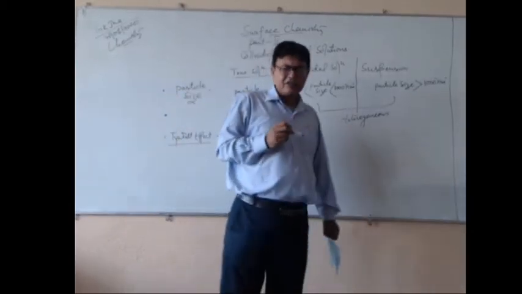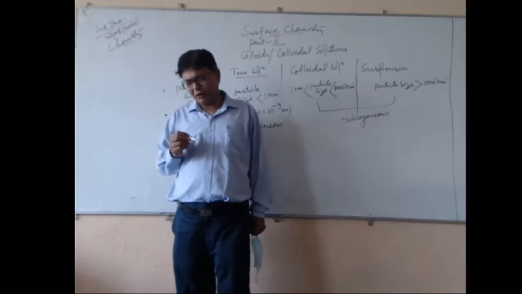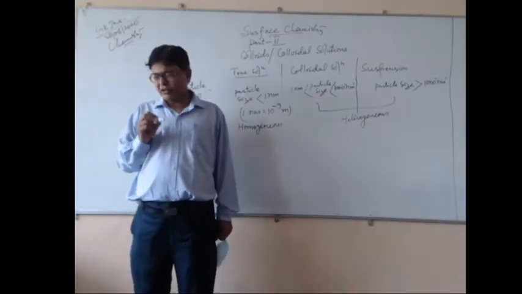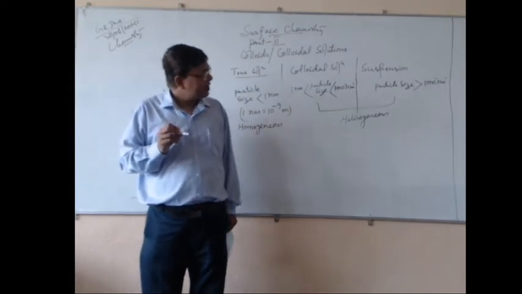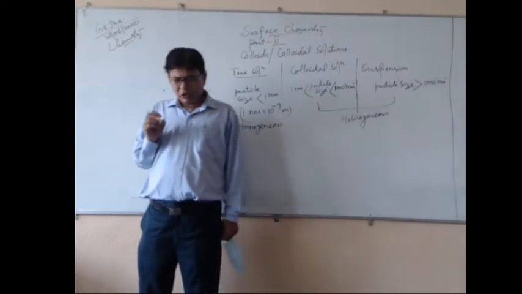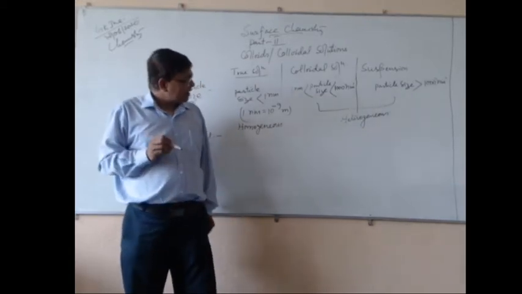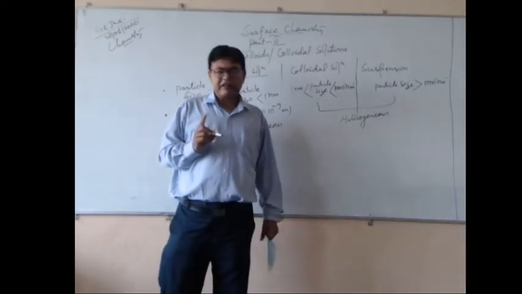Now somebody can ask, what's the reason? Why does the path of propagation of light become visible? For that, the basic reason is that light rays are scattered.